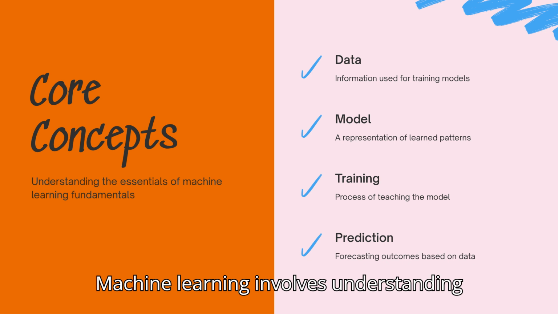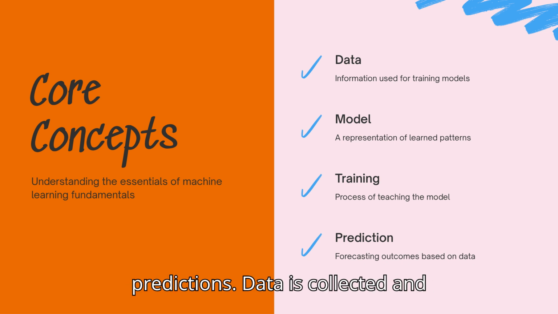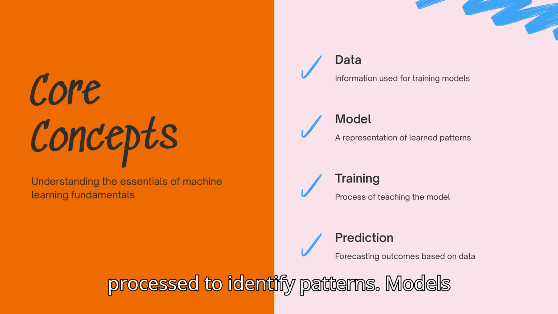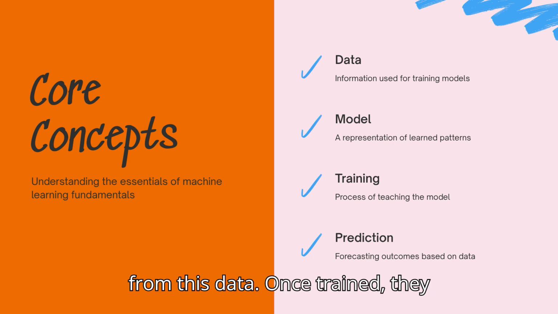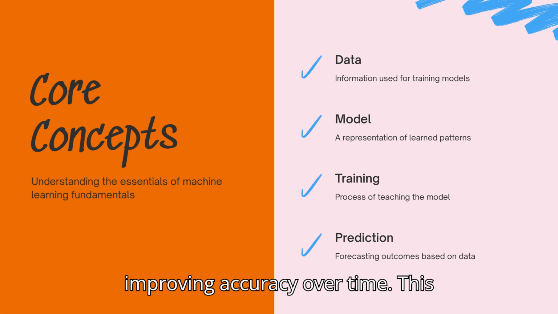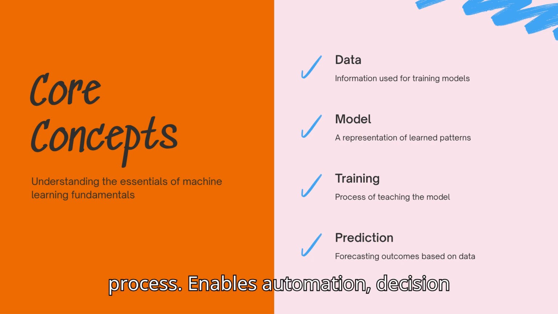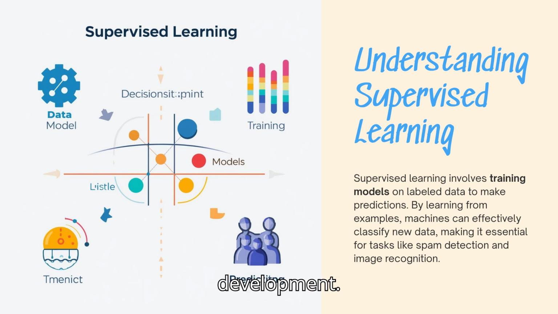Machine learning involves understanding data, training models, and making predictions. Data is collected and processed to identify patterns. Models are trained using algorithms to learn from this data. Once trained, they predict outcomes on new information, improving accuracy over time. This process enables automation, decision-making, and intelligent system development.